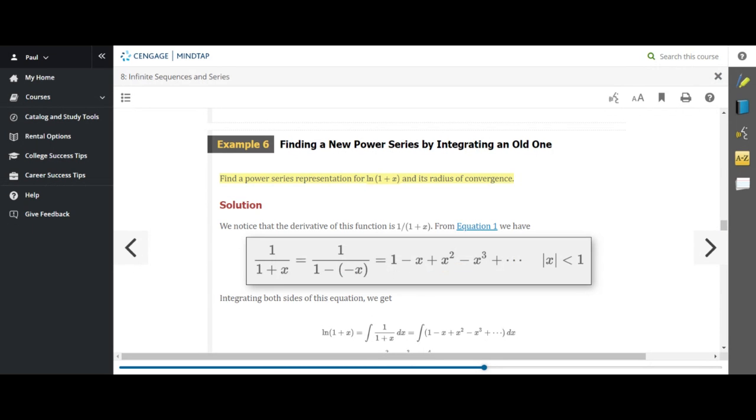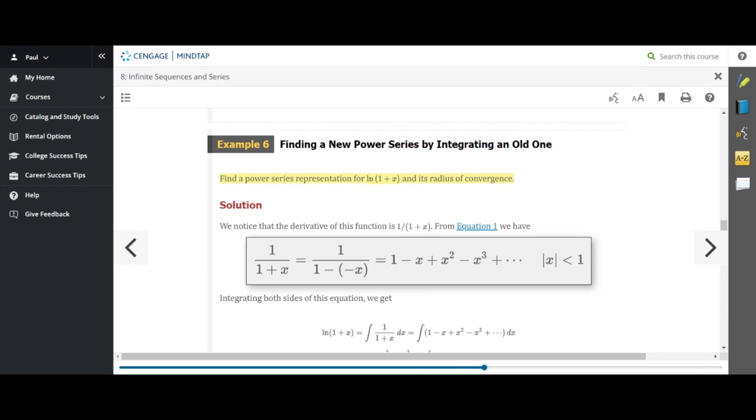How are we going to express the natural log of 1 plus x as a power series? Well, first let's take the derivative of the log of 1 plus x. The derivative of the natural log of 1 plus x is equal to 1 divided by 1 plus x, and you can express that as the power series that you see in the highlighted box. Because 1 plus x in the denominator is 1 minus a negative x, your common ratio is negative x. And there's the power series.